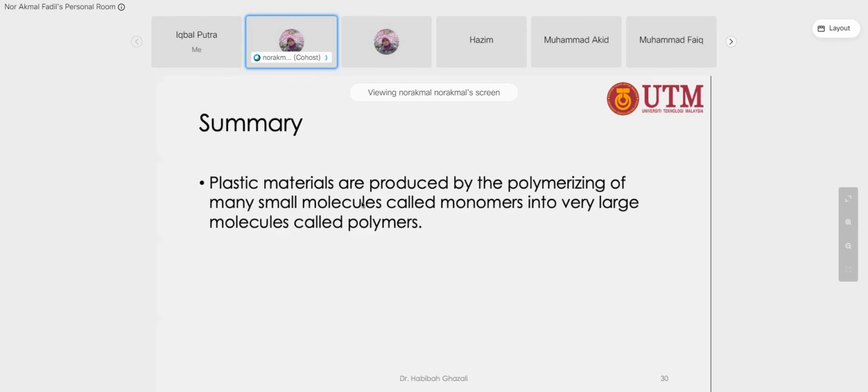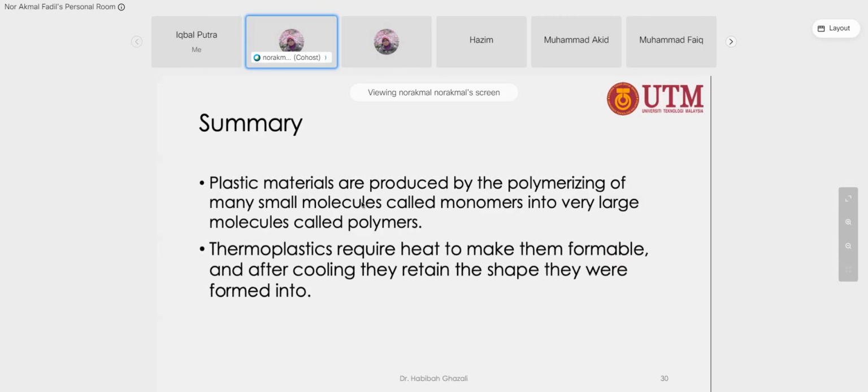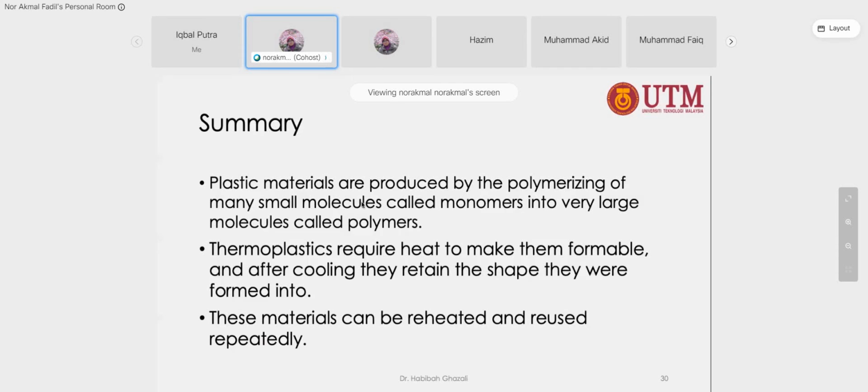So in summary, plastic materials are produced by polymerizing many small molecules called monomers, formed into a very large molecule. We call it polymer. And thermoplastic requires heat to make it formable, and after cooling, it retains the shape it was formed into. This is thermoplastic, and remember, it can be reheated and reused repeatedly.